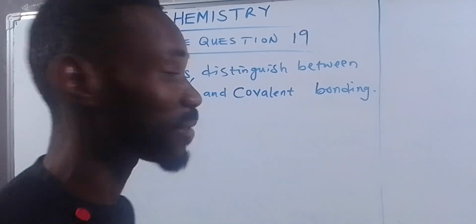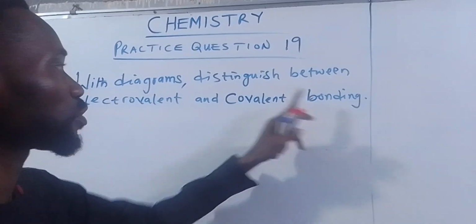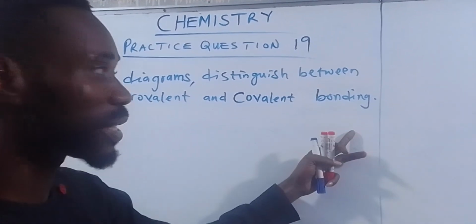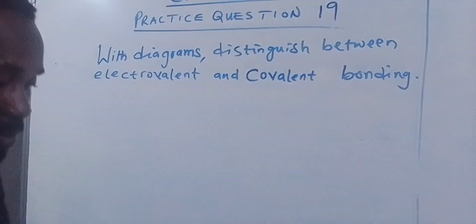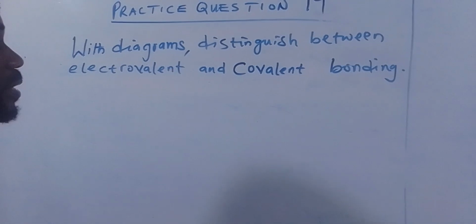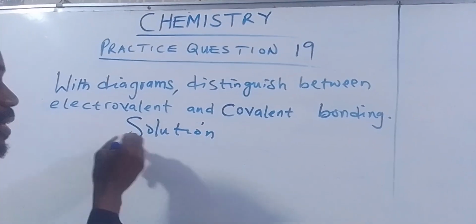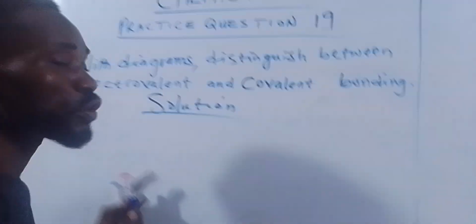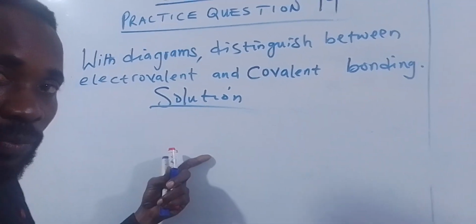Today we are going to take a look at a very simple problem in chemistry: how to distinguish between electrovalent and covalent bonding. Now, in chemistry, atoms of the periodic table go into chemical reaction because they want to be stable.